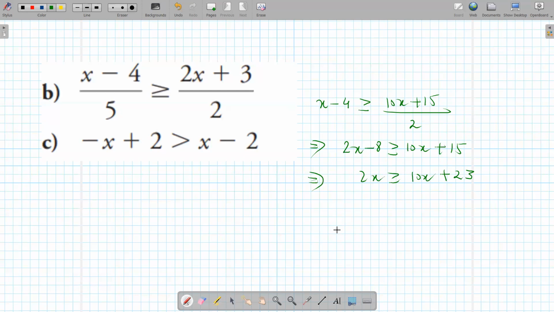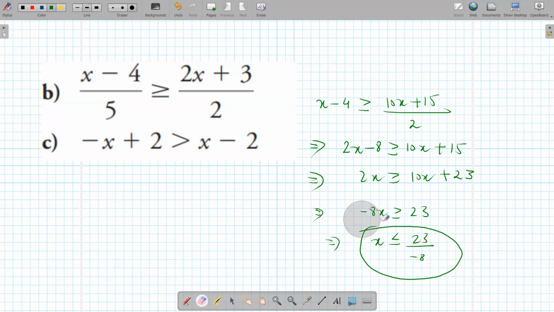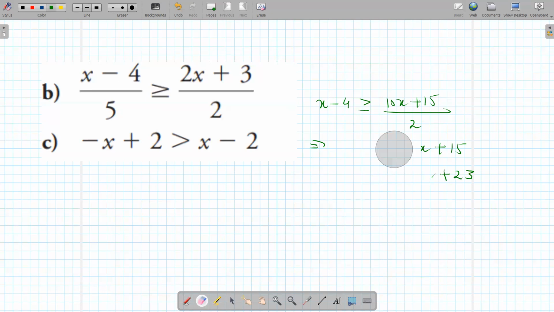And do you divide by 2? No. You need to put the like terms on the same sides. Could you subtract 10x? Yes. So you get negative 8x is 23. Final step, you divide by negative 8, but the sign flips. And that's going to be the final answer there. Okay? Easy as that. What about C?